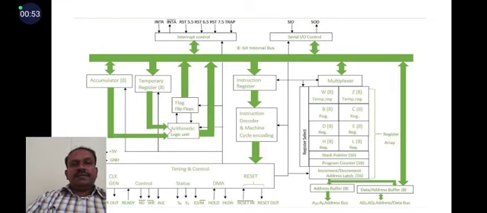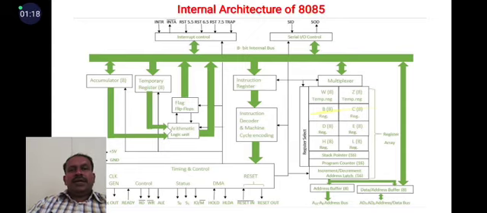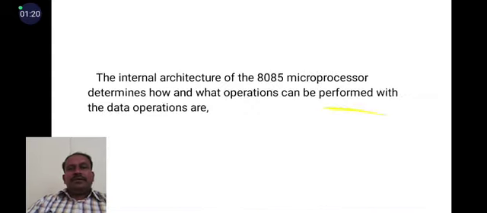We have a temporary register, which is 8-bit. Then W and Z registers, B register which is also 8-bit, C register 8-bit, then D register, E register, H register, L register. Then we have a stack pointer, program counter, then increment or decrement address latch, then address buffer, which is also 8-bit, then data and address buffer. So this is the internal architecture diagram of the 8085.